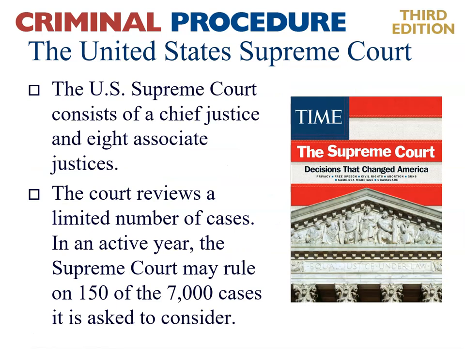So, a couple more things and we'll move on. The U.S. Supreme Court consists of a Chief Justice and 8 Associate Justices, so 9. The court reviews a limited number of cases. In an active year, the Supreme Court may rule on about 150 of the 7,000 cases it is asked to consider. Remember, they deal with a lot of constitutional issues.